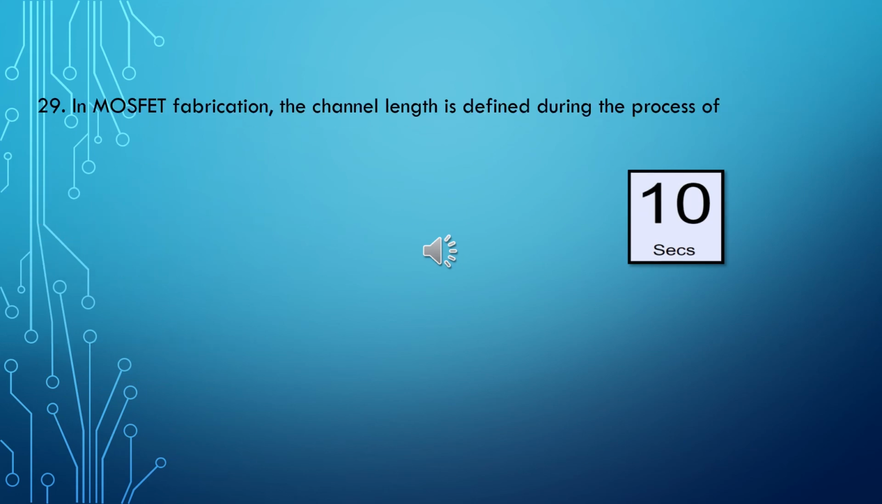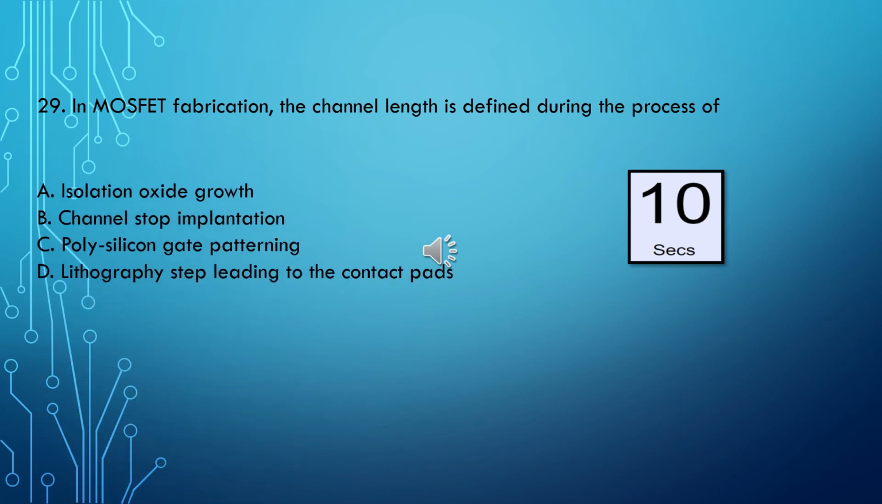In MOSFET fabrication, the channel length is defined during the process of: Option A. Isolation oxide growth. B. Channel stop implantation. C. Polysilicon gate patterning. D. Lithography step leading to the contact pads. Answer: polysilicon gate patterning.